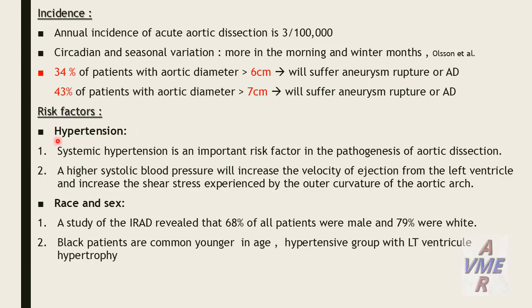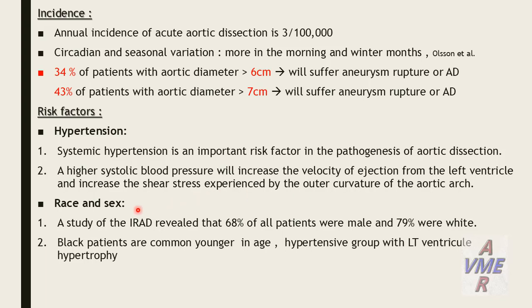Number 1, hypertension. Systemic hypertension is an important risk factor in the pathogenesis of aortic dissection. Higher systolic blood pressure will increase the velocity of ejection from the left ventricle and increase the shear stress experienced by the outer curvature of the aortic arch.